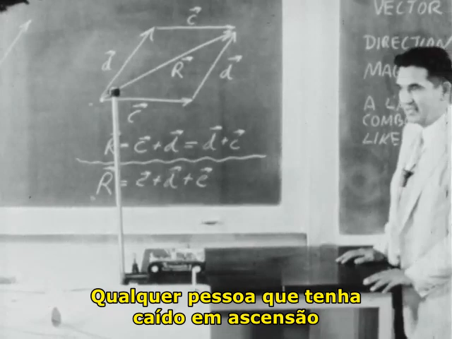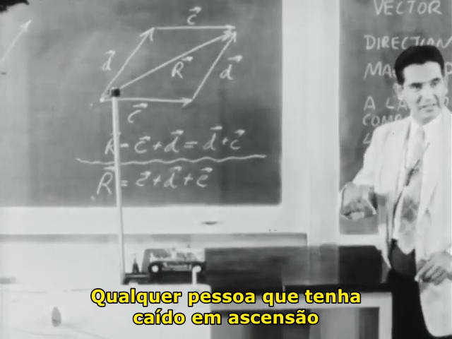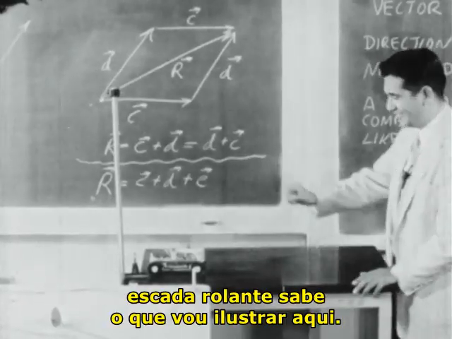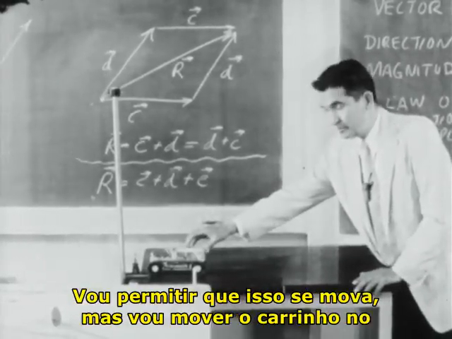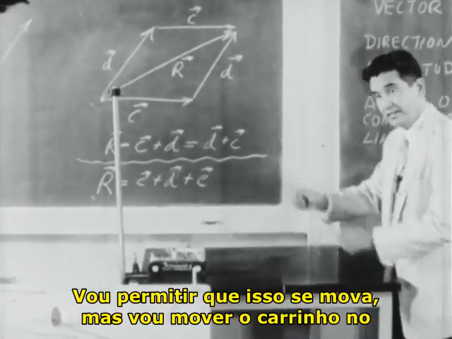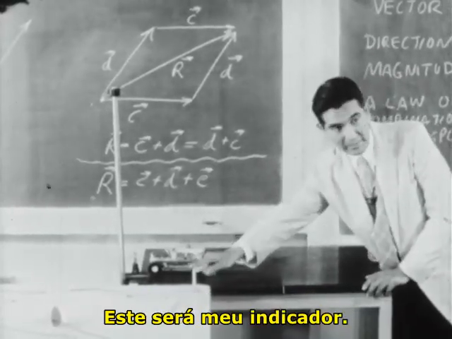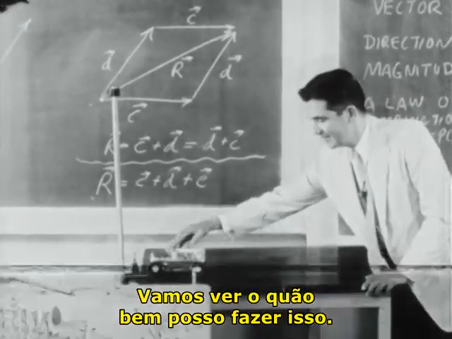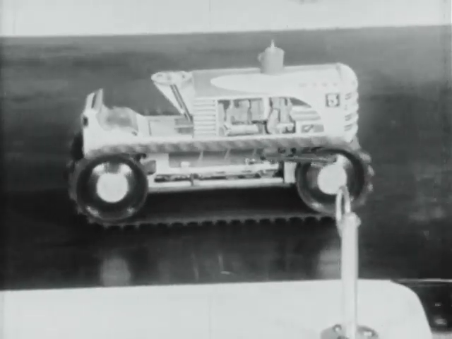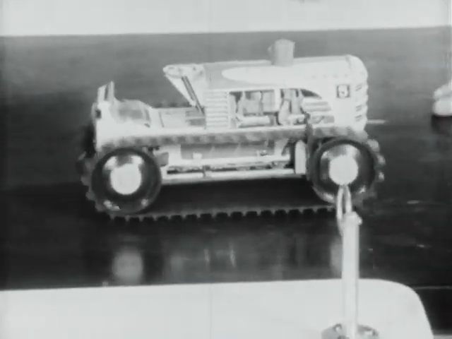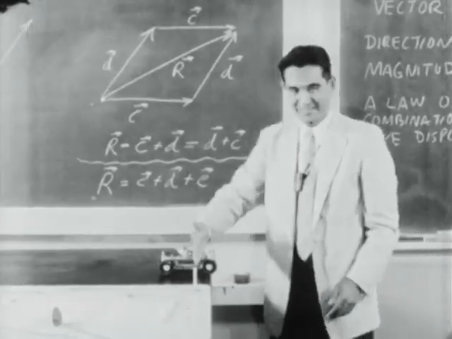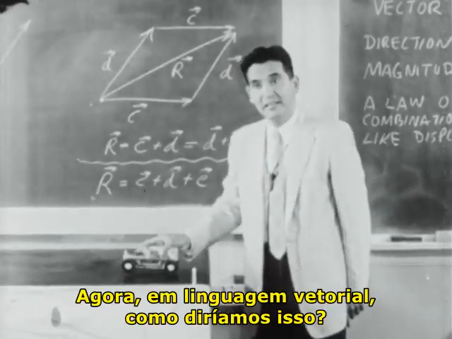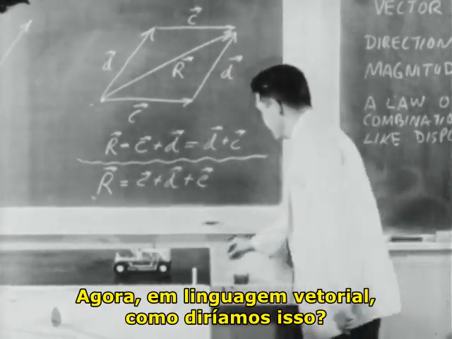Anyone who has gone down on an upgoing escalator knows what I'm going to illustrate here. I will allow this to move, but I will move the cart in the opposite direction. Now, this will be my indicator. Let's see how well I can do this. I tried to keep it right next to this. Now, in vector language, how would we say that?